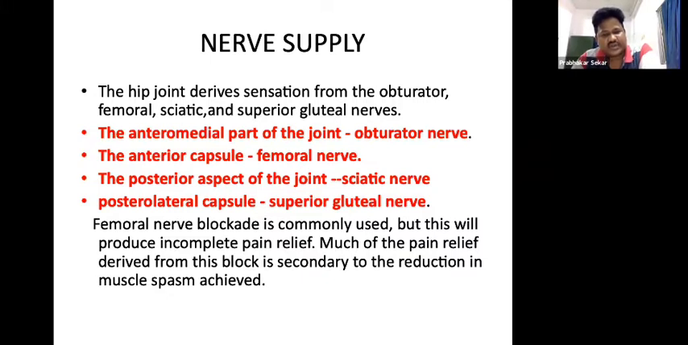So when you try a femoral nerve blockade, it only arrests the anterior capsular pain, but most of the pain comes from the posterolateral capsule. So if you arrest this nerve, then only it leads to a major part of the pain relief. It is not a complete pain relief, but some amount of pain relief. The patient feels better.